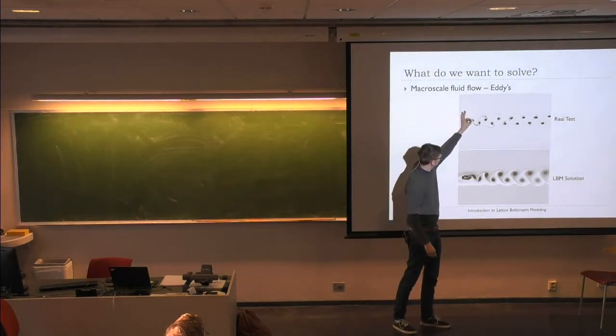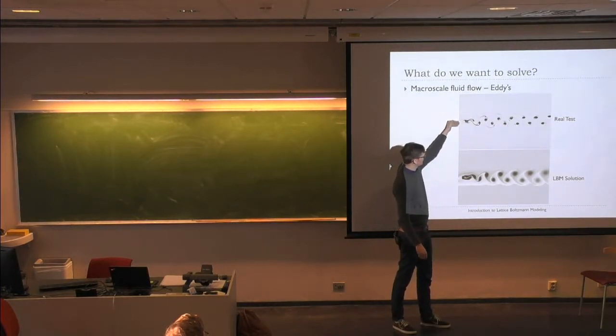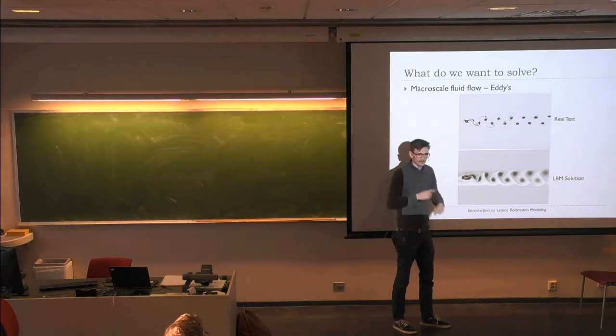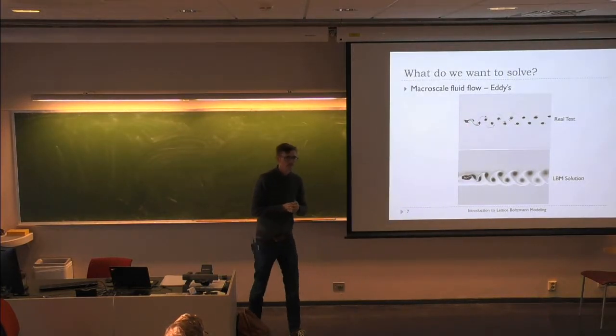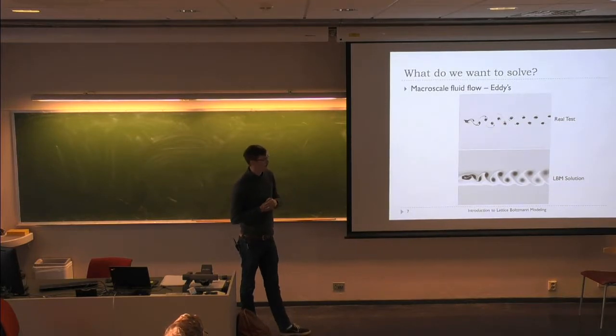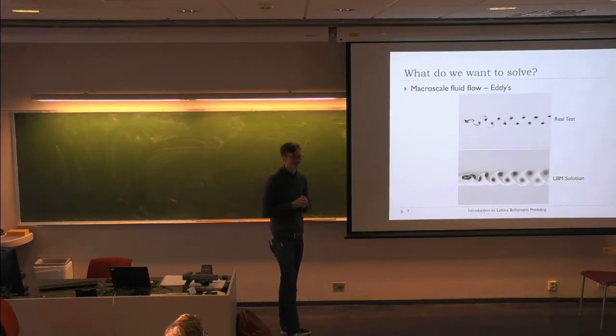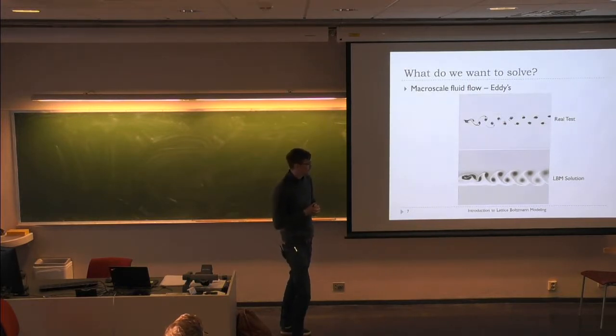So here you have your cylinder. You have the flow coming in from this direction. And then you get these swirls behind the flow. This is a very complicated thing to simulate using a finite difference scheme, for example. Turbulent flow is definitely not easy. But below, you see the Lattice-Boltzmann solution taken from the book using a somewhat simple code.